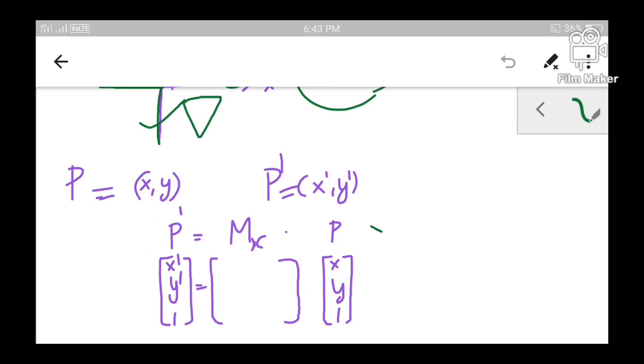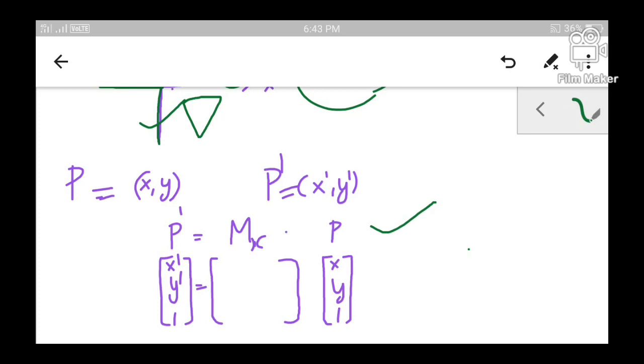So this is the general equation: P dash is equal to Mx into P, where P is the initial point, P dash is the final point, and Mx represents the mirror image of an object when the object is reflected about x-axis. I repeat, Mx represents reflection about x-axis. M is for mirror image. Okay, so the suffix x represents reflection about x-axis. Hope you are clear with the concepts.